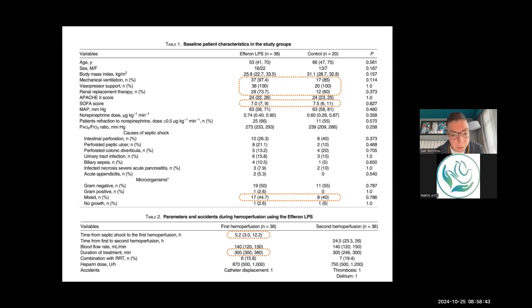Time from onset of septic shock to the first hemoperfusion was even shorter than 12 hours as per protocol. It was 5 hours in reality. Duration of each hemoadsorption was also about 5 hours, 300 minutes. Less than 20% of all treatments were run in combination with CRRT. The majority were run as isolated hemoadsorption. And last but not least, the occurrence of premature circuit clotting was very low, less than 2% after heparinization of the circuit.